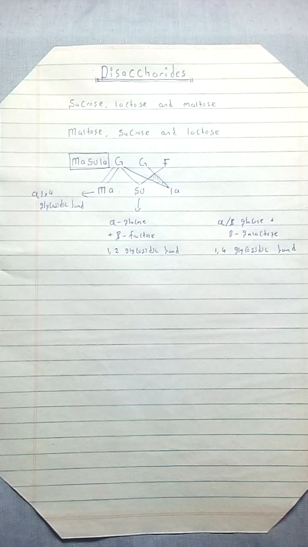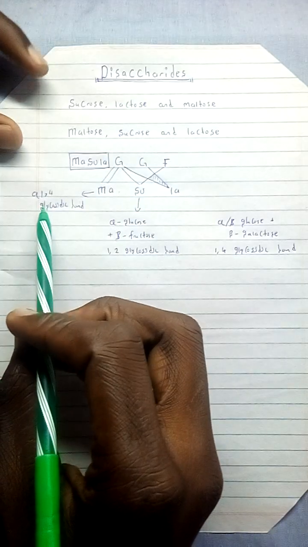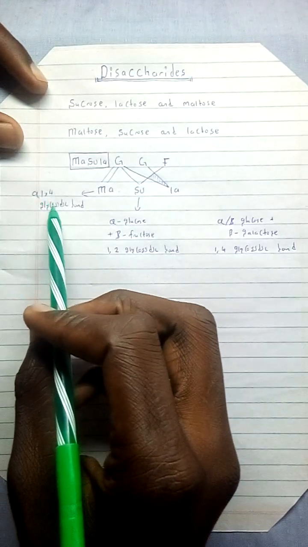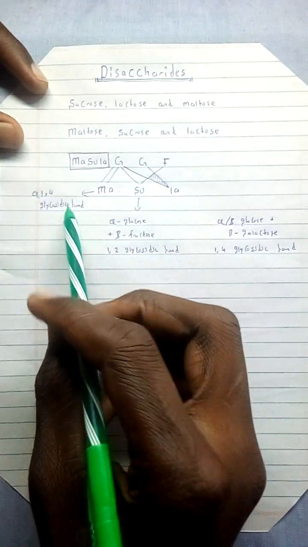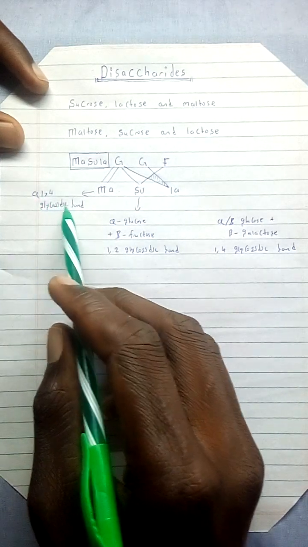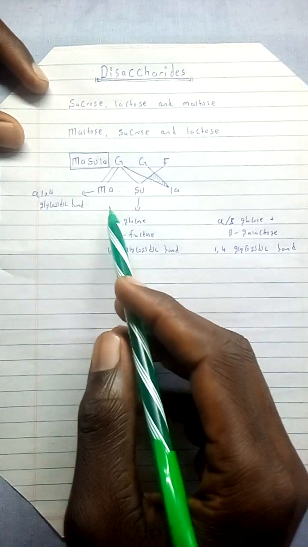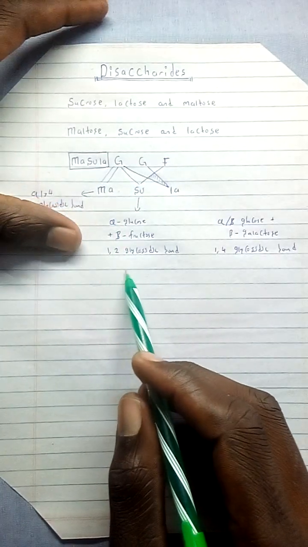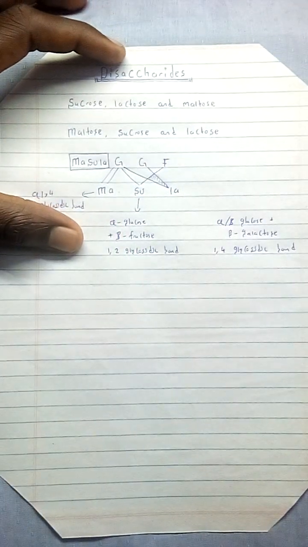Okay, but let's also take note of some things here. We need to take note of some things. So this is a 1 to 4 glycosidic bond between carbon 1 of alpha glucose and carbon 4 of another alpha glucose. For this one, which is sucrose.